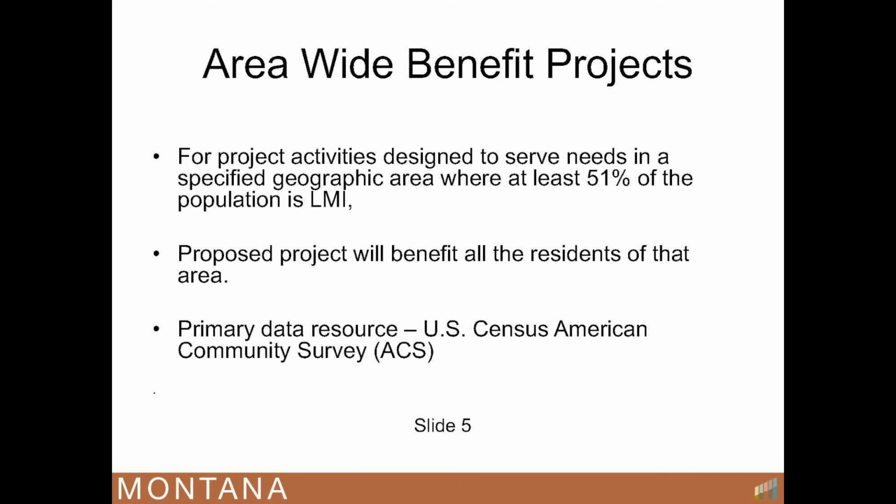This is the common method used to document LMI benefit for water and sewer projects, since these infrastructure projects have definite service boundaries. And then the key step then is to go to HUD ACS data to see if the community is over or under 51% LMI for all households.